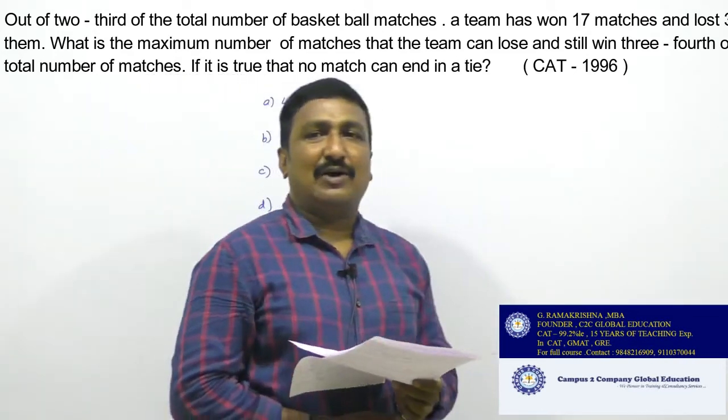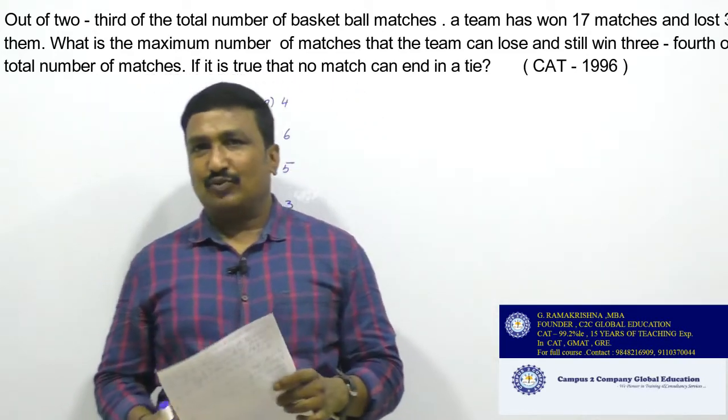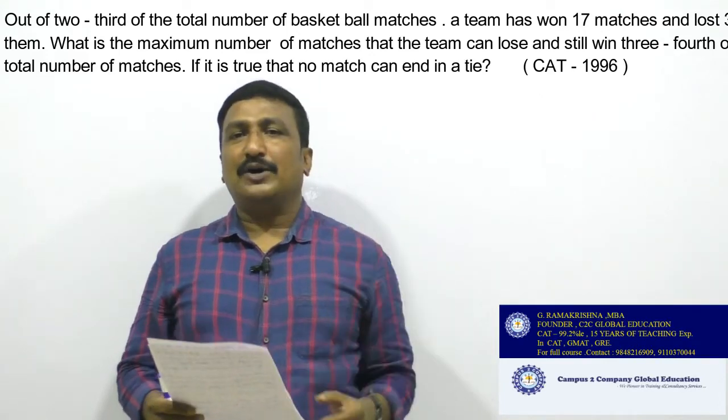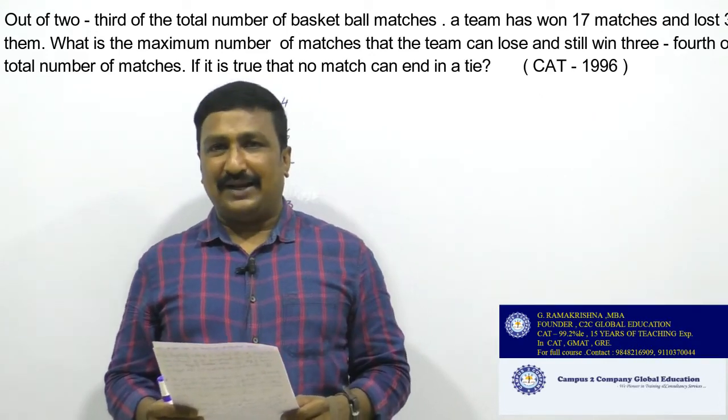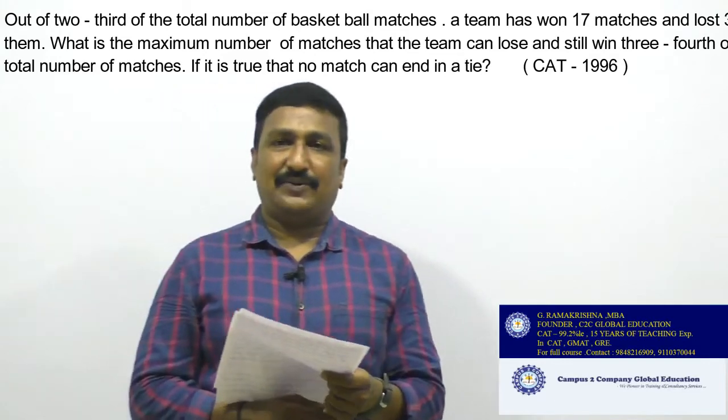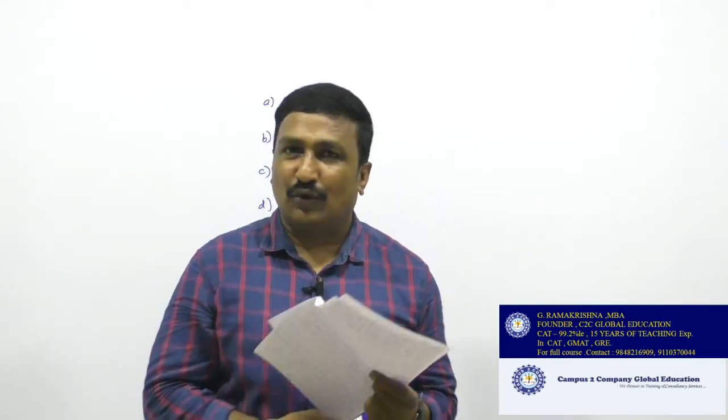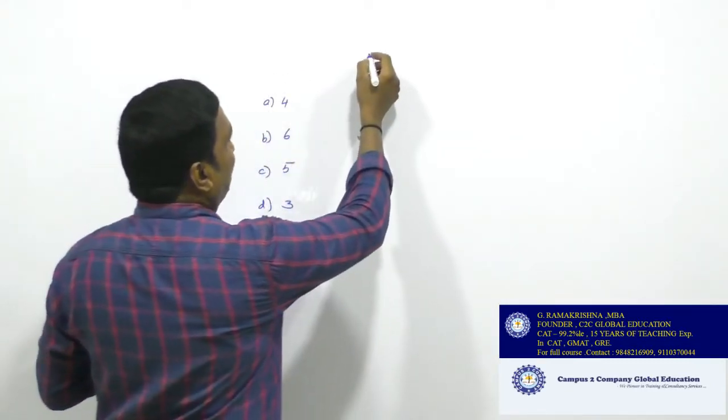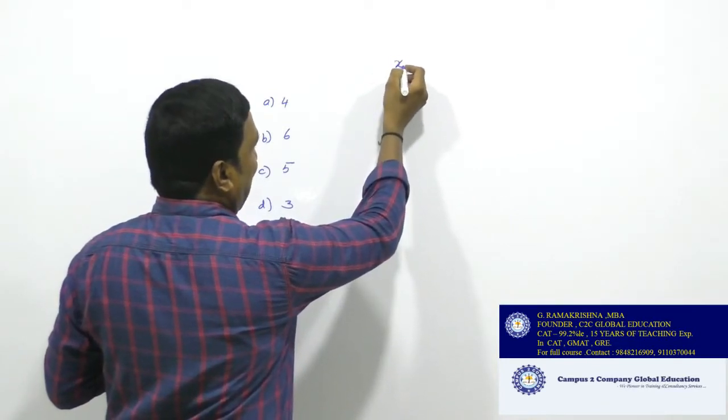So friends, here we have to understand 2 important points. First, how much part of the matches they played? 2/3 of the matches played. Out of 2/3 of total matches, how many matches they win and how many matches they lost? 17 matches win and 3 matches are lost. That means 2/3 of total number of matches is equal to how many will come? 20. So I am writing, let us take total number of matches are x.